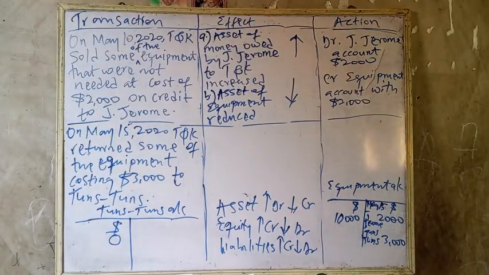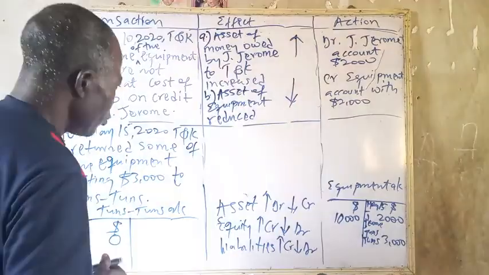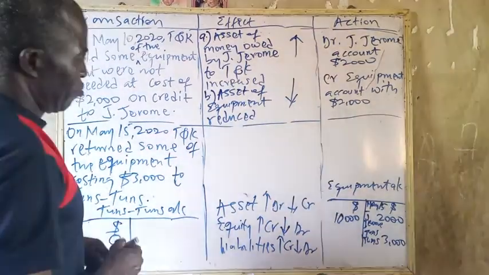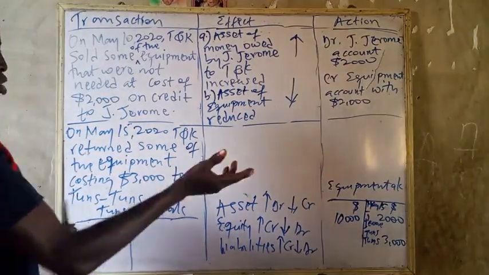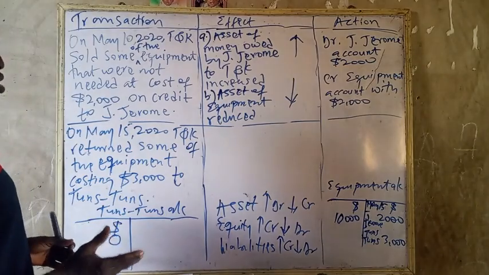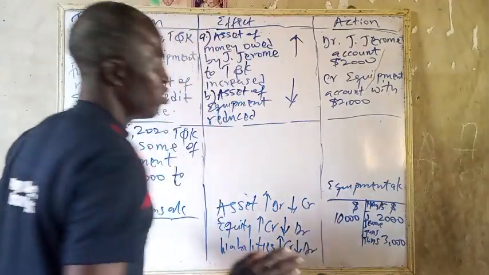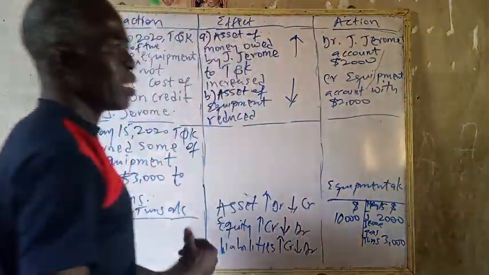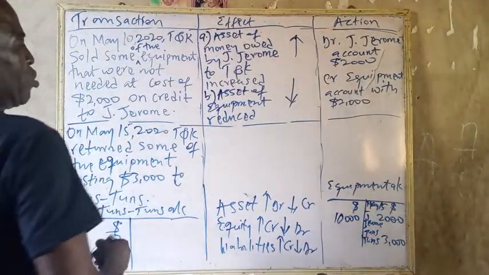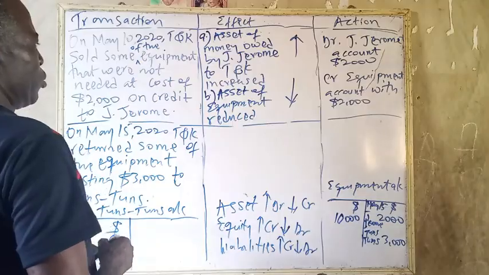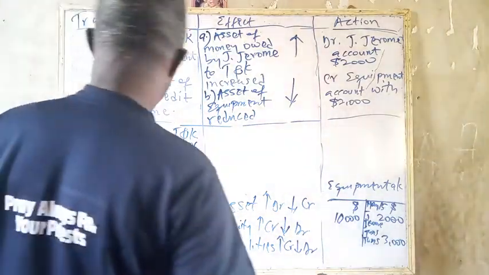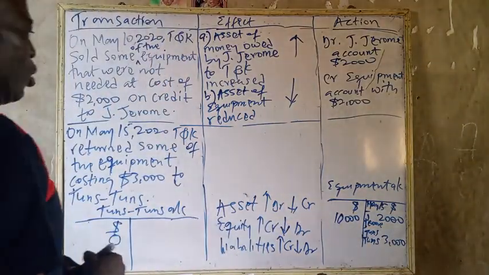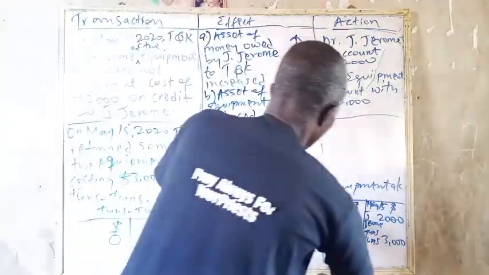So now, let me just leave it this way. In account, you don't change this figure. It remains like that. At the end of the day, you are still going to balance and know the amount you are supposed to have. Let me put 15,000 back here.